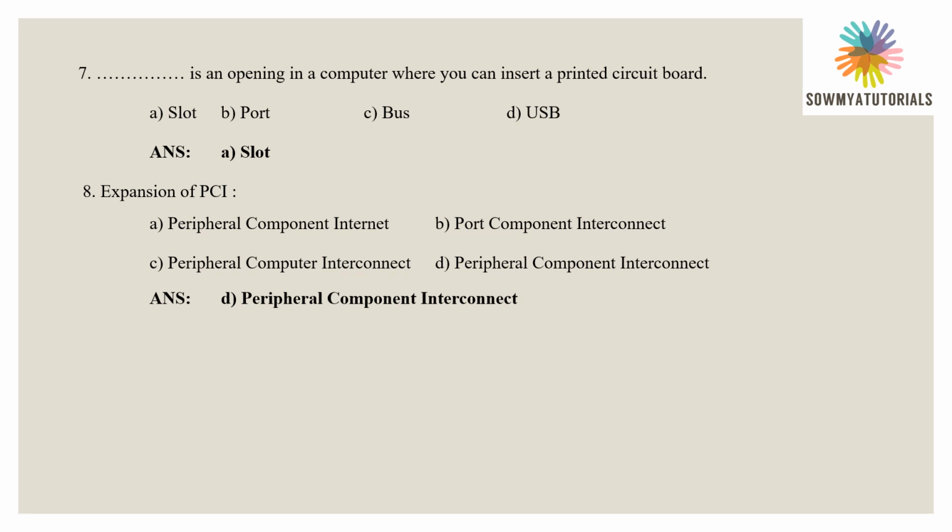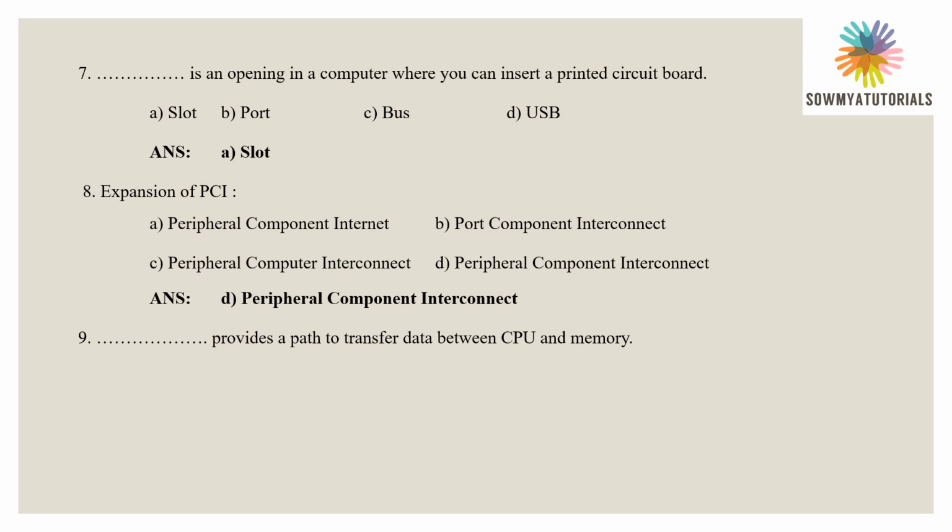What is peripheral component interconnect? PCI is a slot. These slots are used to connect graphics accelerator cards, sound cards, internal modems, and SCSI cards so that they are much faster than other ports. That is the peripheral component interconnect, the expansion of PCI.